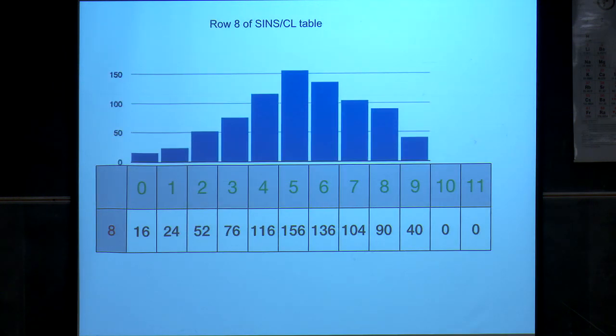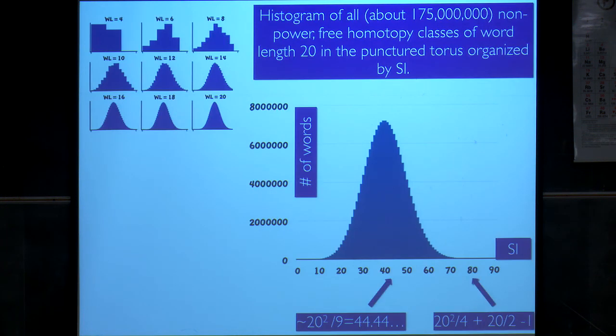So let's look at this. We want to study that. Here is a histogram of all the words of word length 8 letters. I have 16 of self-intersection 0, 24 of self-intersection 1, and so on. Then I put a rectangle with a height proportional to how many curves we have in each case. So this is how many you have for word length 8. This is how many you have for word length 20. It looks like something, doesn't it? So these are all the stages, and you see how quickly it's more and more Gaussian.